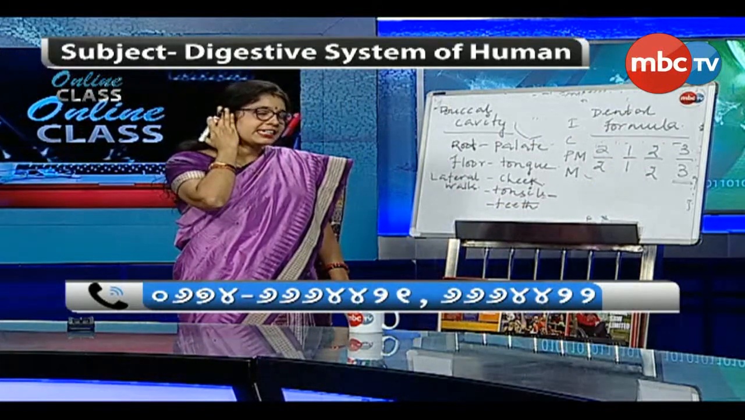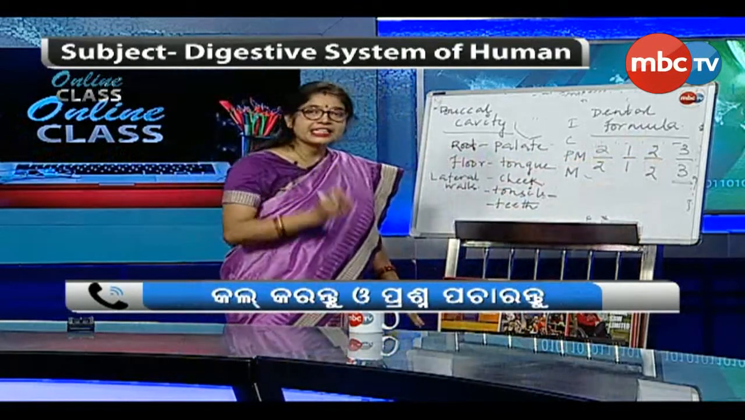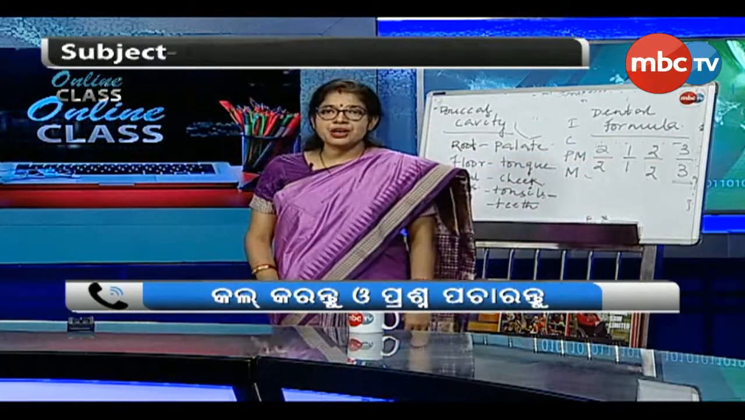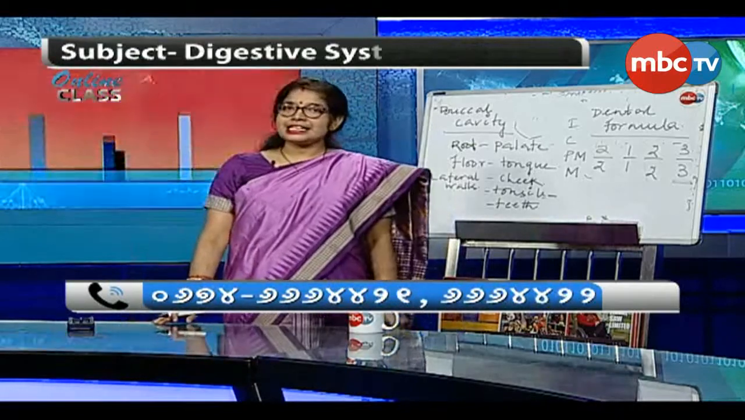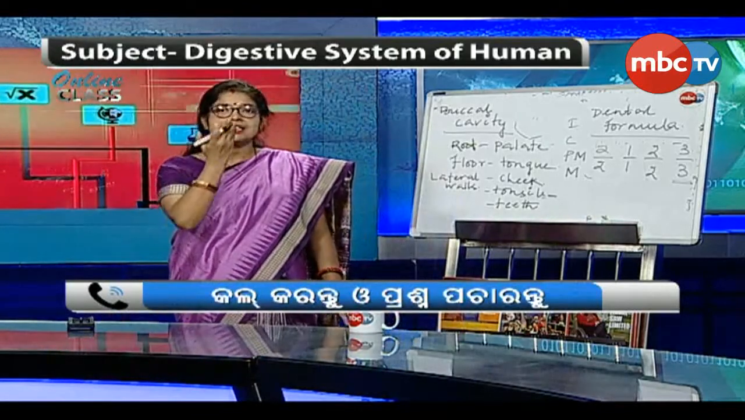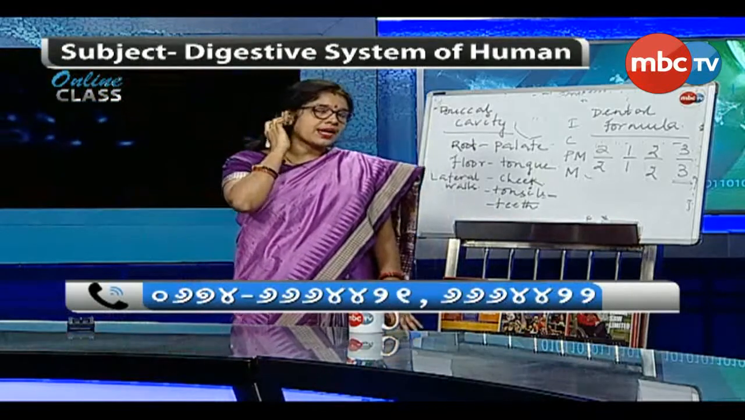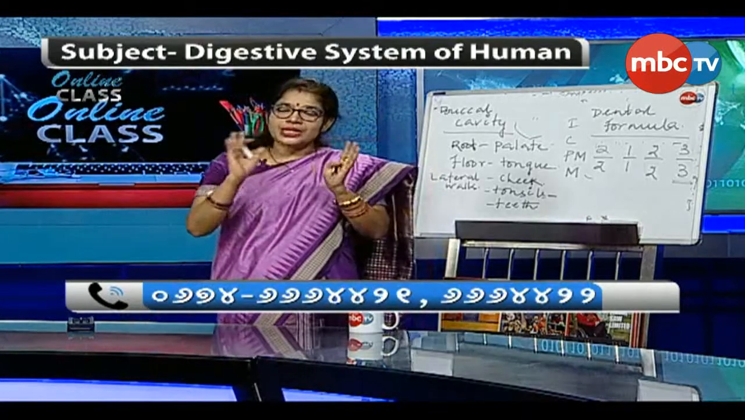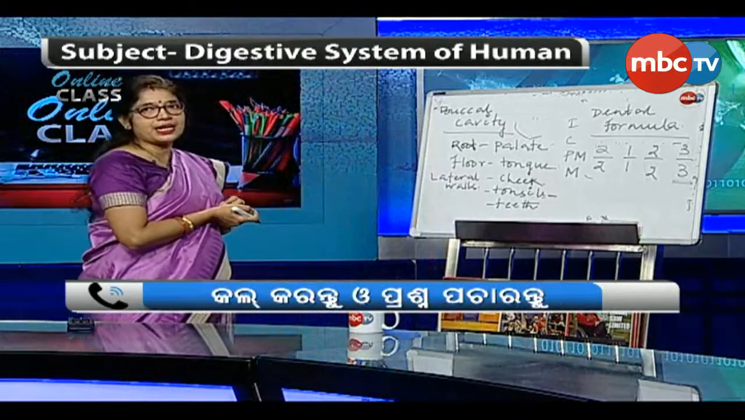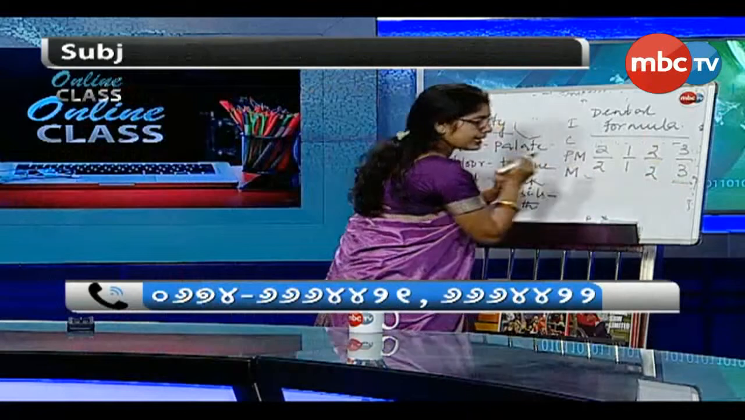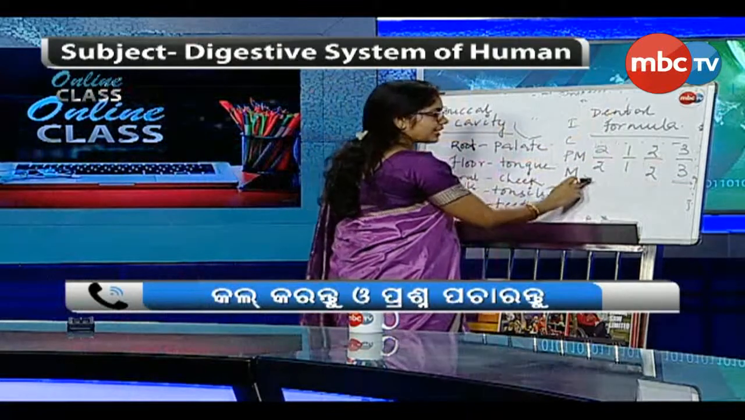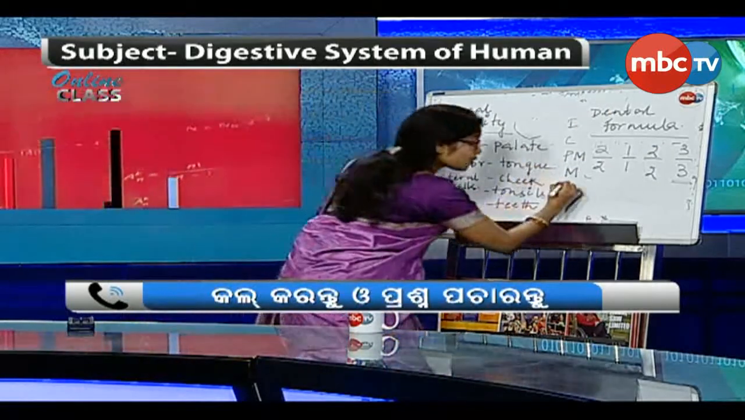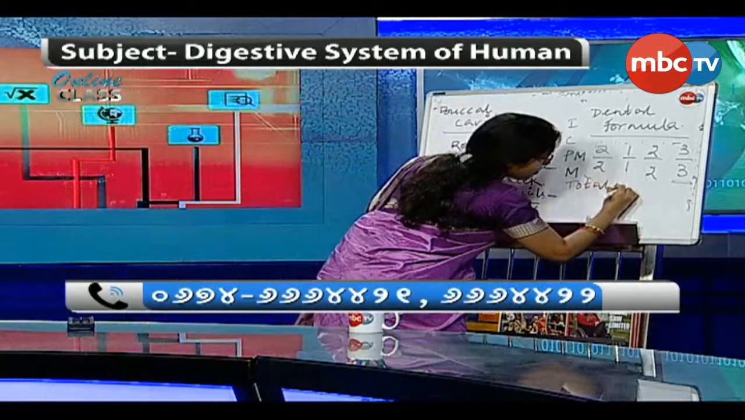So, the last molar is known as wisdom teeth. Wisdom teeth are the last molars present in both the upper and the lower jaw. The total number of wisdom teeth in an adult individual will be 4, because each half contains one: the upper jaw contains one, the lower jaw contains one, this side contains one, this side contains one. So, the total number of wisdom teeth in an adult individual is 4. By calculating, we get the dental formula 2 by 2, 1 by 1, 2 by 2, 3 by 3. This is in an adult individual. So, how can we calculate the total number of teeth?